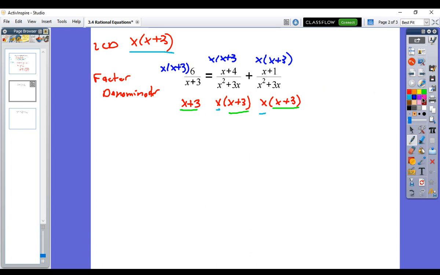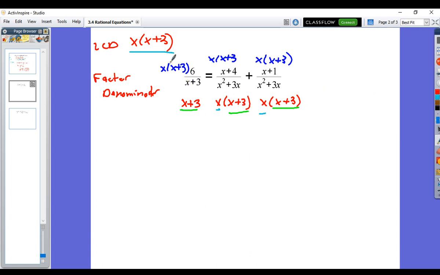Now, as we do that, certain things will cancel. So this whole fraction times this, the x plus 3 up here reduces with the x plus 3 right here, leaving me just the x and the 6. So we get x times 6, 6x. Here, x plus 3 cancels with x plus 3, and then x with the x, that's completely gone, leaving me just the x plus 4. And same thing here, this x reduces with that x, this x plus 3 reduces with that x plus 3, leaving me just the x plus 1.